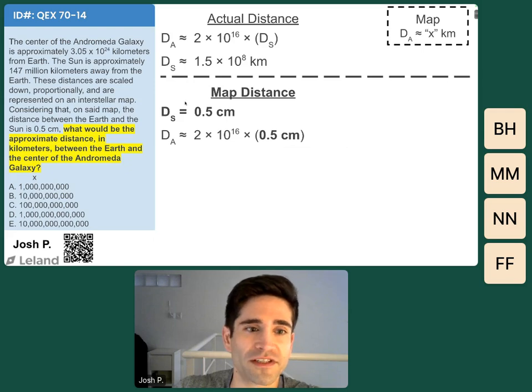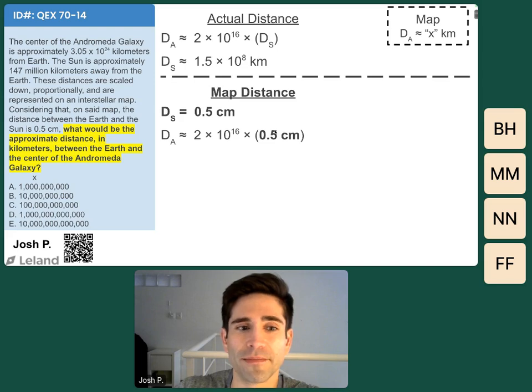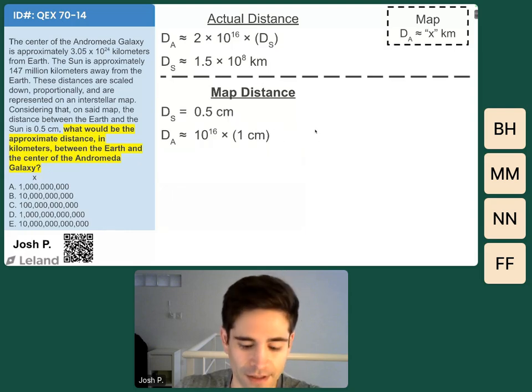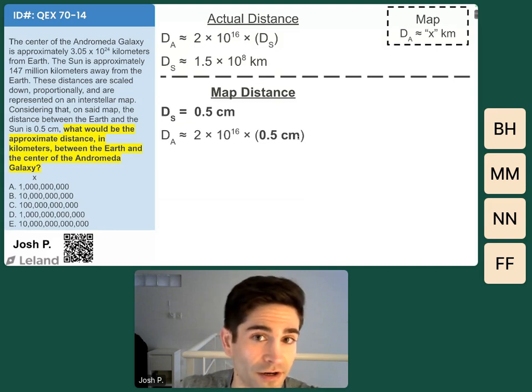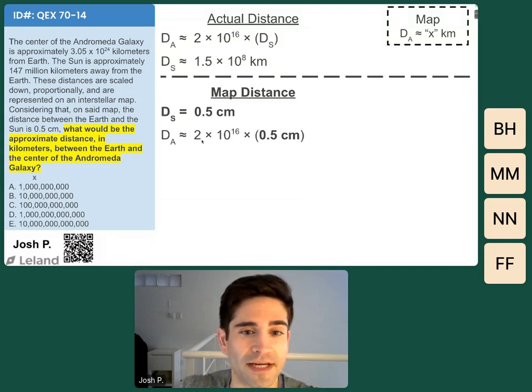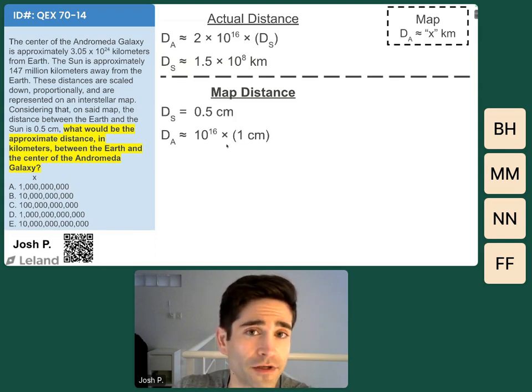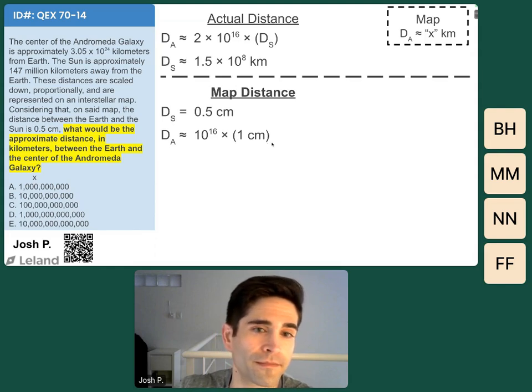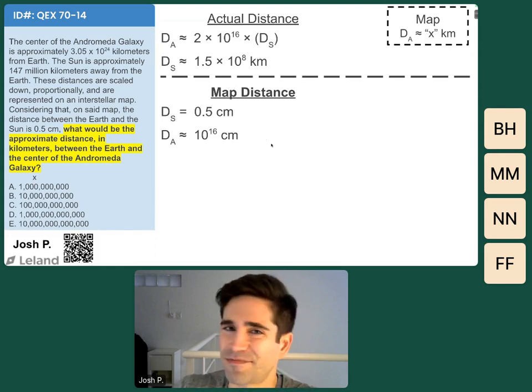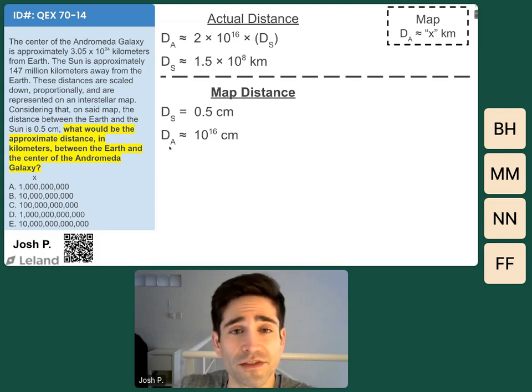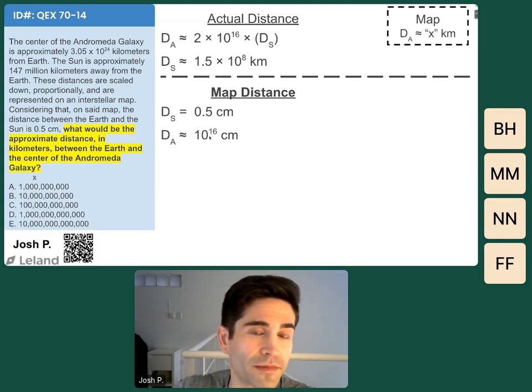So now we can input what the distance to the sun is, and we get the distance to Andromeda on the map is 2 times 10 to the 16th times 0.5 centimeters. Now we can make our lives a bit easier by multiplying 2 times 0.5 centimeters, and we're given 10 to the 16th times 1 centimeter. Awesome. Just making our lives easy. So the distance to Andromeda on the map is approximately 10 to the 16th centimeters.